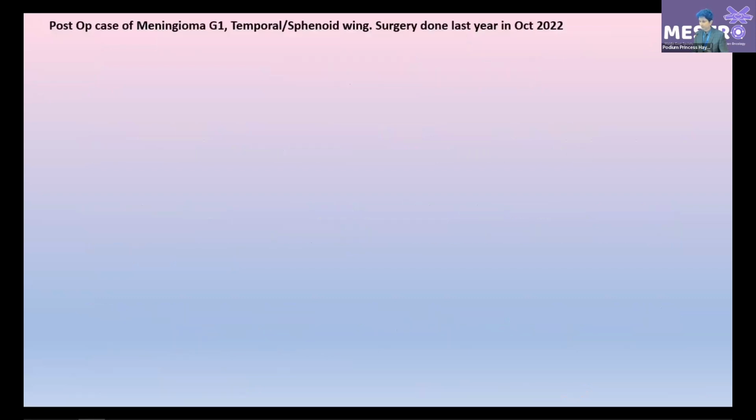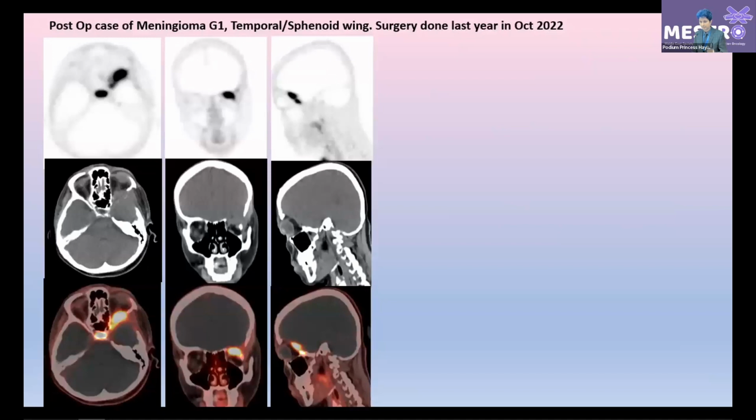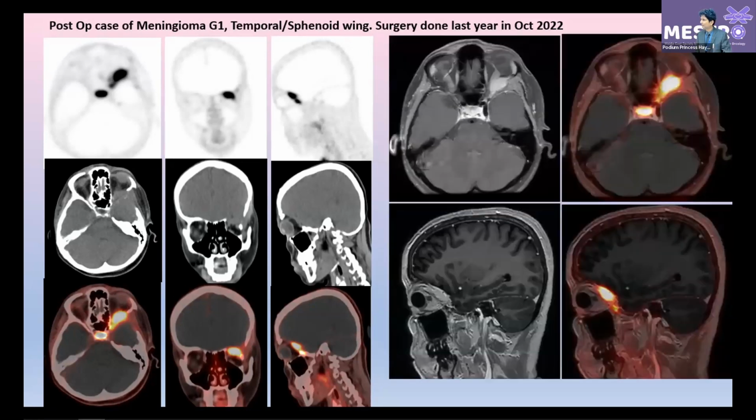I will give you one example. This is a case from our center. The patient was treated for a meningioma post-operatively, and you can see a high uptake in the residual part of the meningioma, involving the left sphenoid region. These are the fused images with MRI.